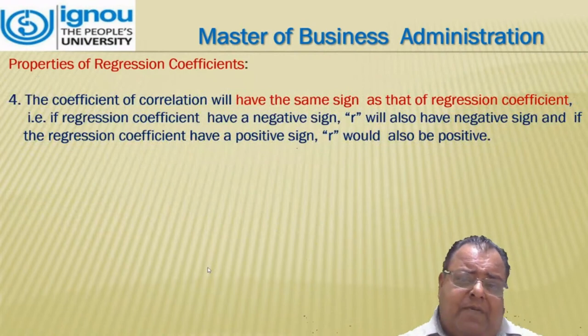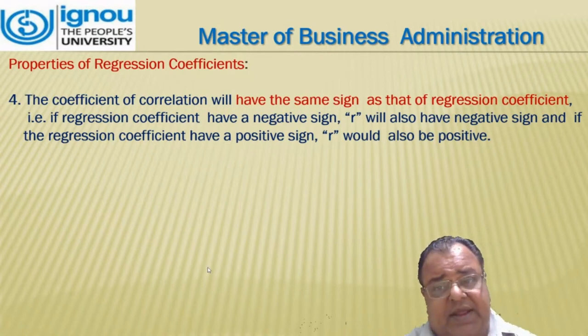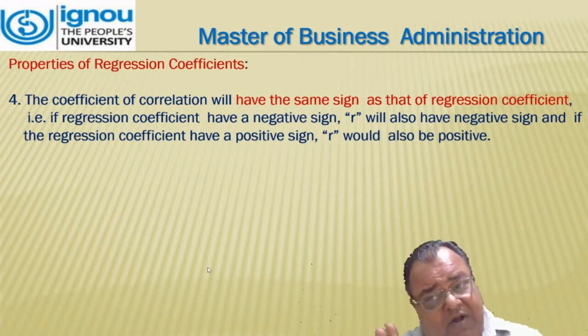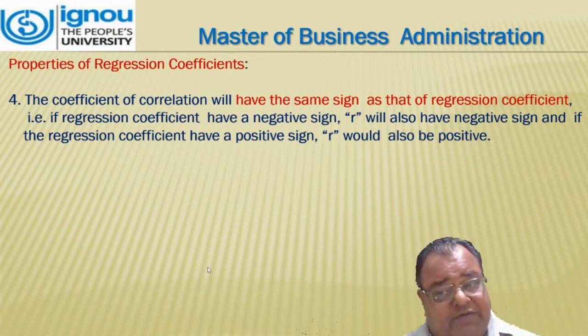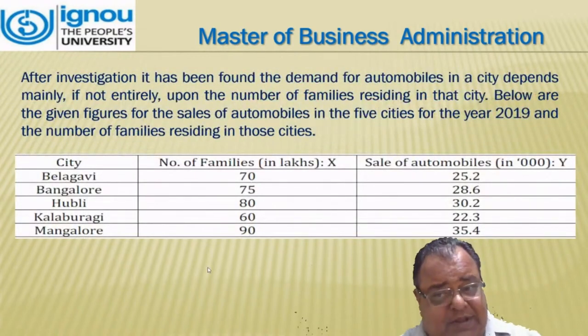The fourth property of the regression coefficient is that the coefficient of correlation will have the same sign as the regression coefficient. If the regression coefficient has a negative sign, then r will also have a negative sign. And if the regression coefficient has a positive sign, r will have a positive sign. Now we will see how what we have discussed is applied to a numerical problem.